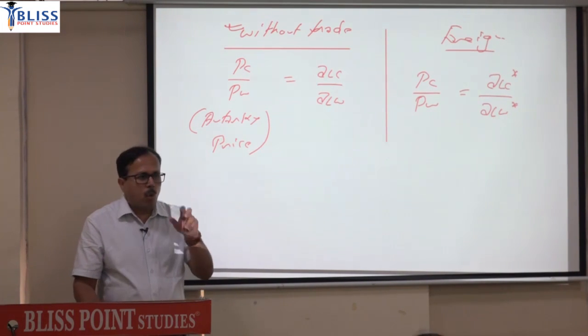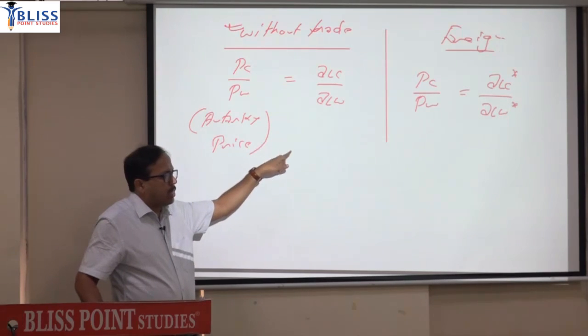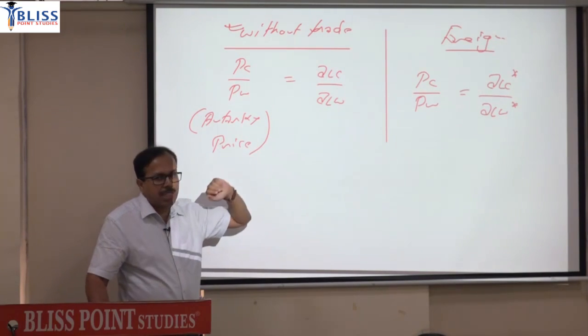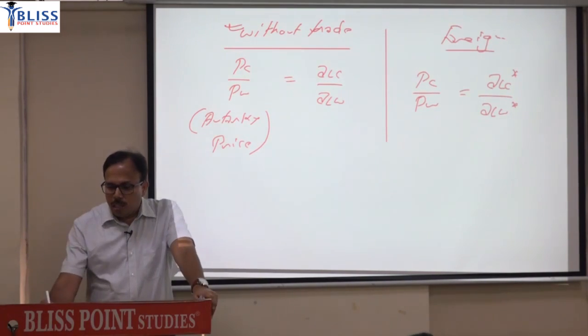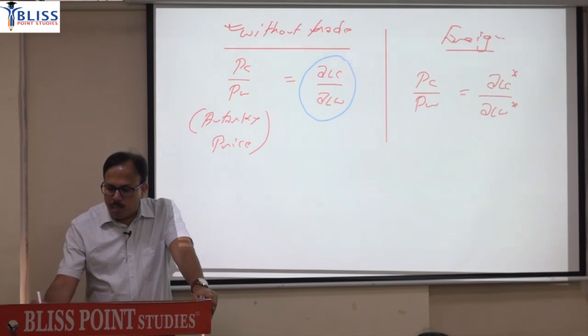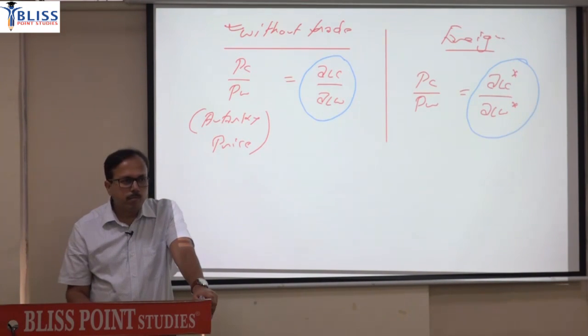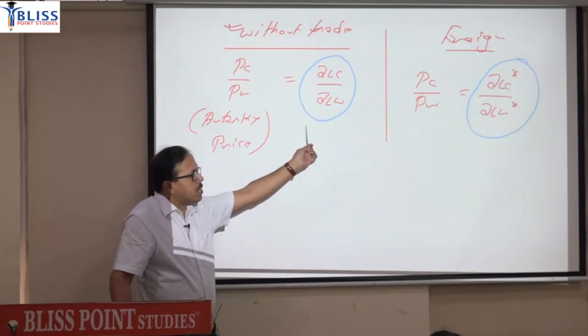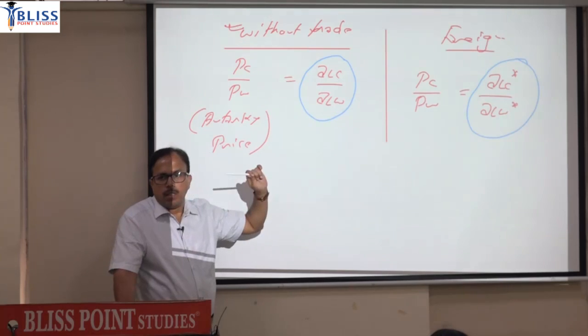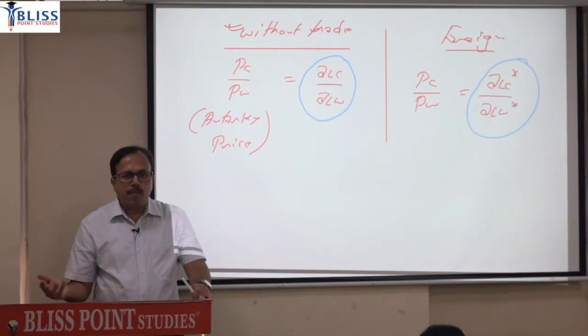So without trade in home country, PC by PW equals ALC by LW. In foreign country it is ALC star by LW star. Are these two numbers the same? No, they are different. Opportunity cost is different in different countries.